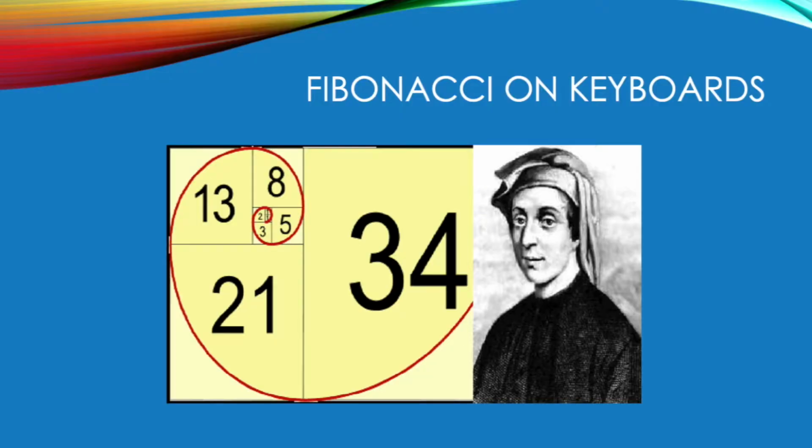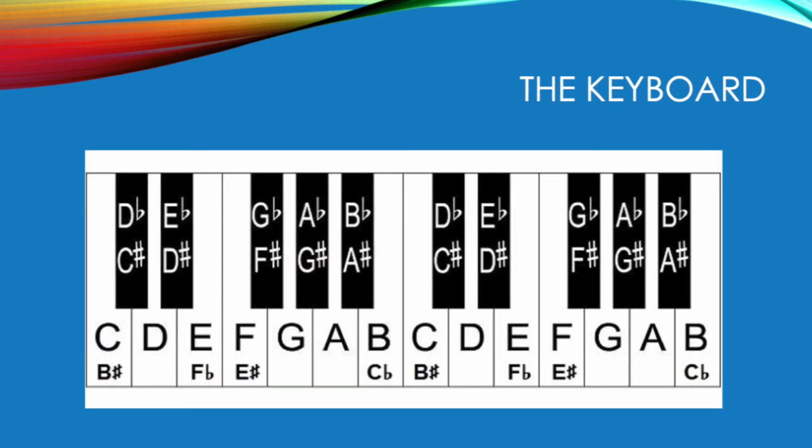So who's on keyboards? Well, for that, we're going to look to Fibonacci and his famous sequence, right? 1, 1, 2, 3, 5, 8, 13, 21, starting with two 1s, right? Well, to see the Fibonacci sequence, let's look at his typical keyboard. But to see it more clearly, let's look at one octave of the C scale, like we've already looked at.